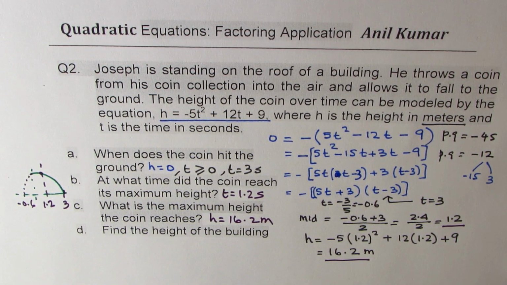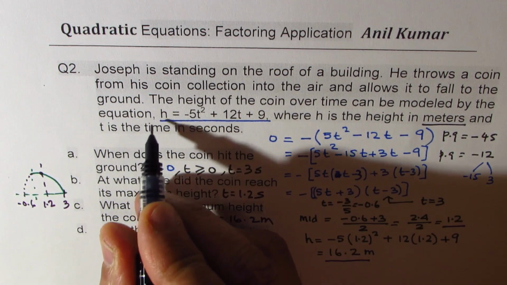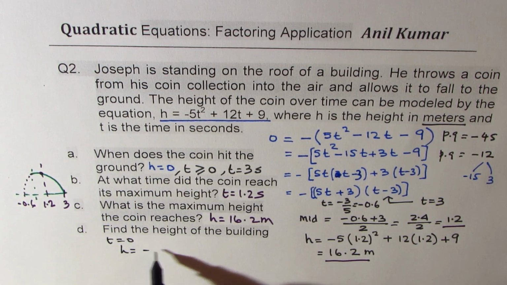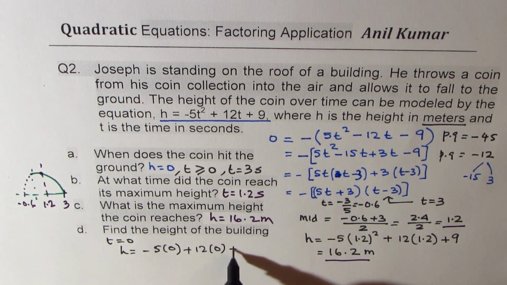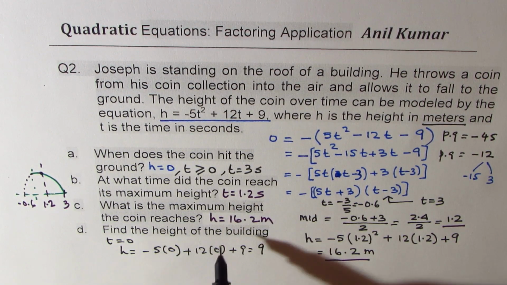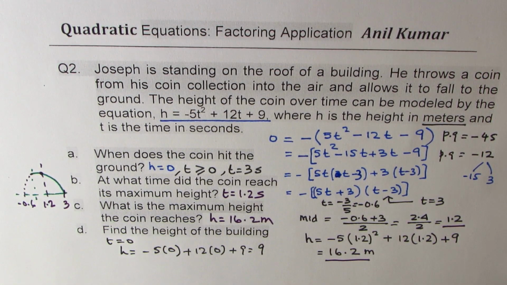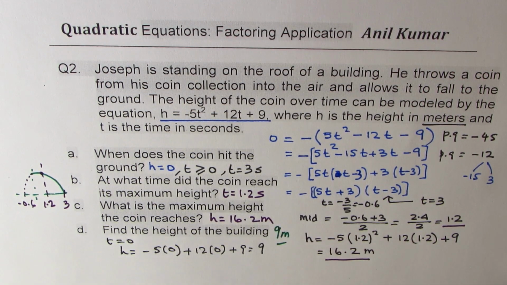Now the last question here is, find the height of the building. So height of the building is when t equals 0. So find h when t is 0. So it will be minus 5 times 0 plus 12 times 0 plus 9. So this 9 is the height of the building, correct? So we get this answer as equal to, height of the building is 9 meters, correct? So that is how you're going to answer this particular question. I hope all the steps are absolutely clear.